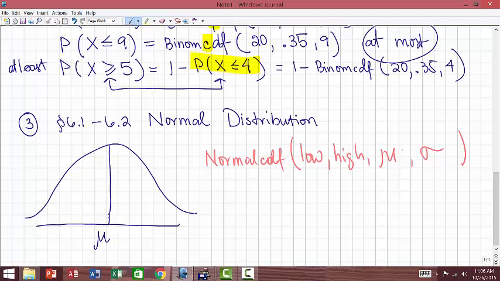That's your first command, and then we also need to know inverse normal. What does this one do? This one will tell us percentiles, so percentiles are found with this command right here. So what do we do here? The first parameter that you're going to put in is the area to the left.